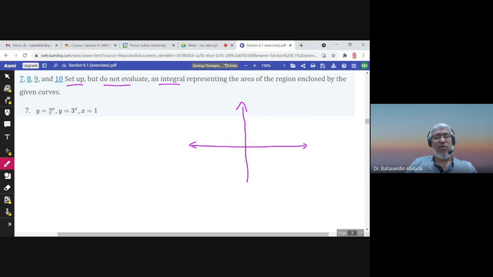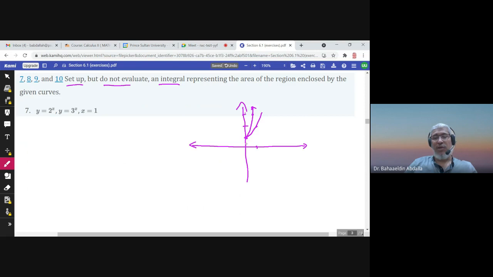So we have y equals 2 to the power x. Well, let us graph this function. If x is 0, then y is 1, since 2 to the power 0 is 1. And if x is 1, y is 2. Okay, so this is the graph of 2 to the power x. Y equals 3 to the power x: 3 to the power 0 is 1, so it also passes through this point. And 3 to the power 1 is 3. So this would be the graph of 3 to the power x.